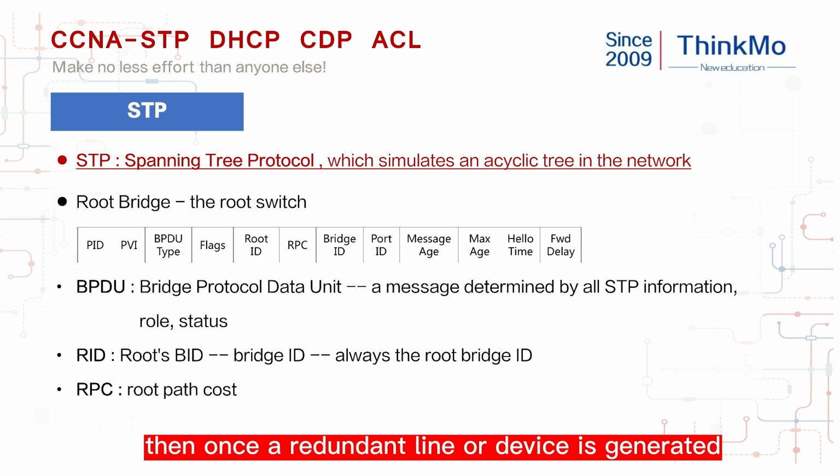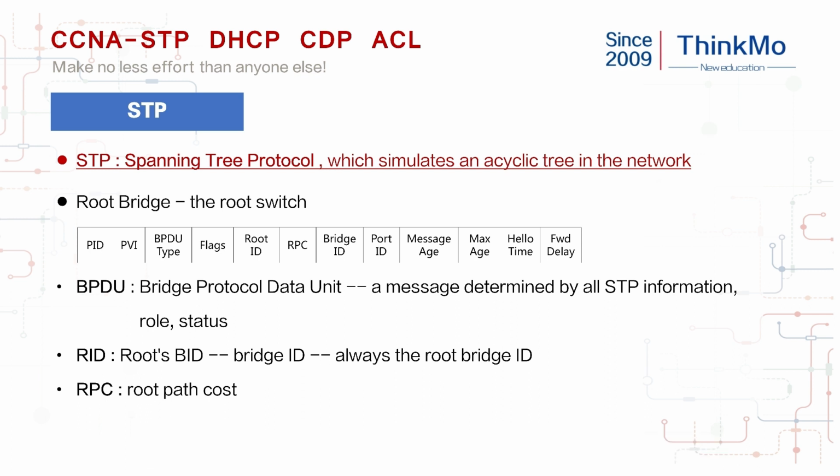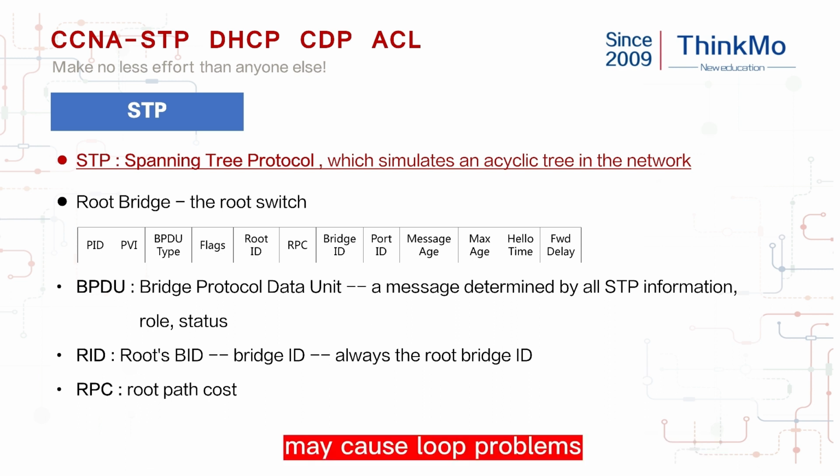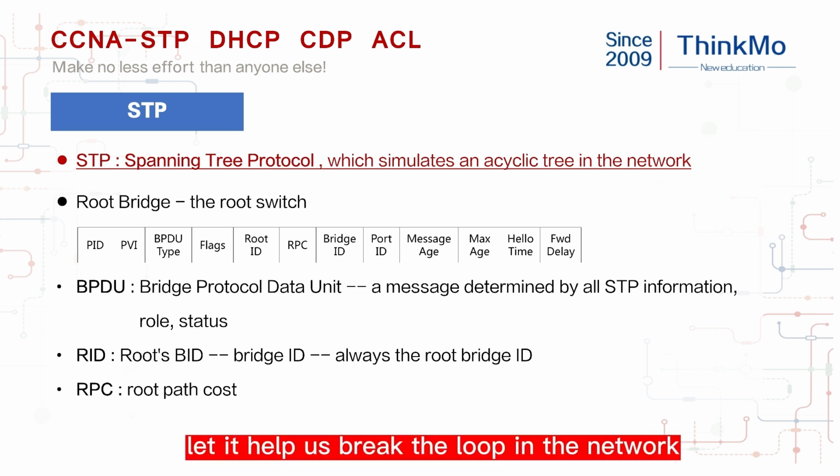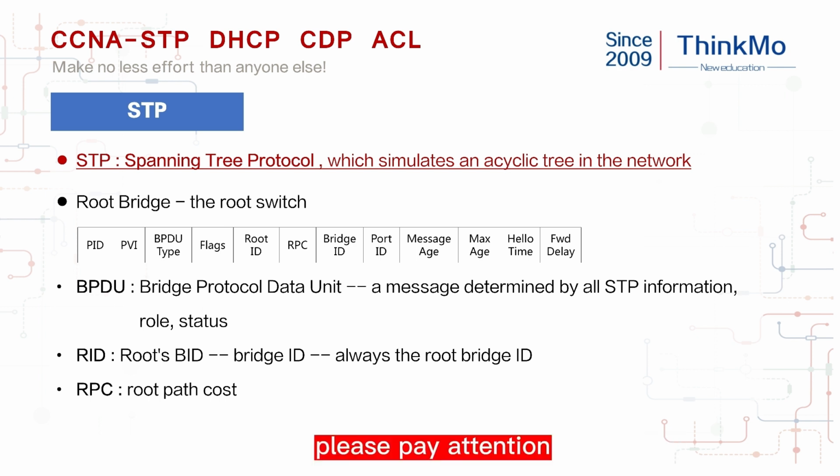Then once a redundant line or device is generated, it may cause loop problems. So we need to run protocols like STP in the second layer network environment, to help us break the loop in the network. Please pay attention. We talked about TTL before. In fact, TTL is a means to prevent loops.